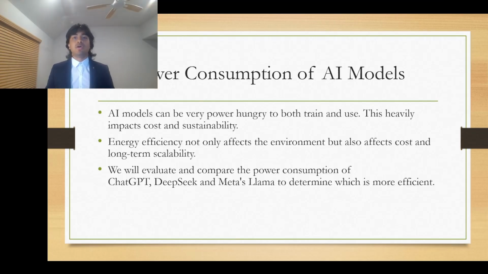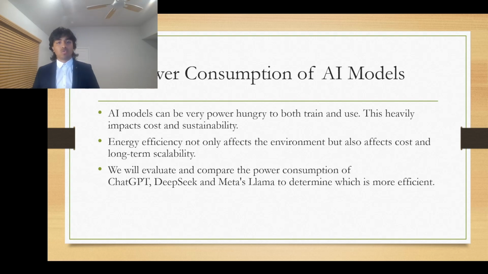Now we'll be talking about the power consumption of AI models. AI models can be very power hungry to train and use. This heavily impacts their cost and sustainability. Energy efficiency does not affect only the environment, but also the cost and long-term scalability of these models. So we'll be evaluating and comparing three models, ChatGPT, DeepSeek, and Meta's Llama, to determine which is the most power efficient.